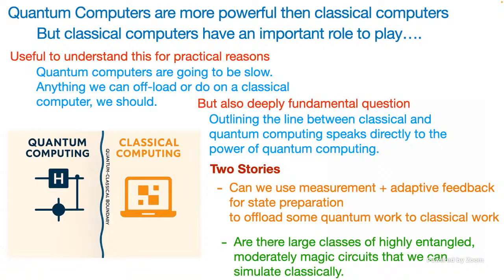And so I'm going to tell you 2 stories today, or at least 2 core stories, which actually have different morals in some sense. One is going to be about, can we use measurement plus adaptive feedback? I'll tell you what that is in a moment, for state preparation. State preparation is an important thing to be able to do, to essentially offload some quantum work out to classical work. And then the second story I'll tell you is, are there large classes of quantum circuits, highly entangled, highly magic quantum circuits, that we can go ahead and simulate?